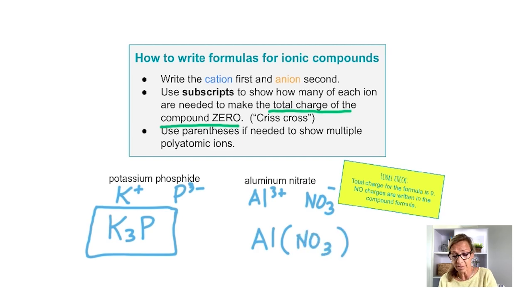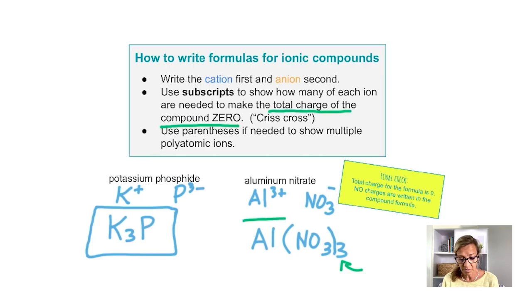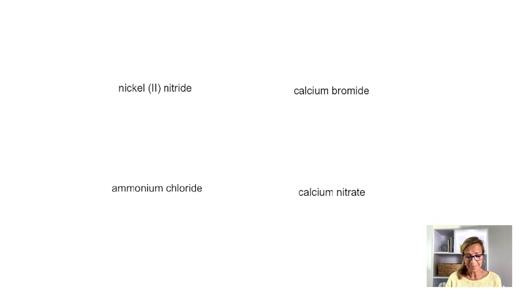Now let me show you what happens if I don't put the parentheses. I'm just going to show you this so you'll understand. What if I put that? That looks like 1 aluminum, 1 nitrogen, and 33 oxygens. That's not what I mean. So what I need to do is put parentheses around the nitrate. And so that 3 right there on the end means 3 of everything in the parentheses. So the nitrate stays bonded together, and I need 3 of them to balance out that aluminum charge. So this is aluminum nitrate. 1 aluminum, 3 nitrates. Let's do a couple more.